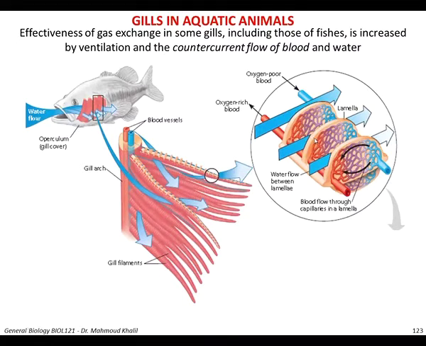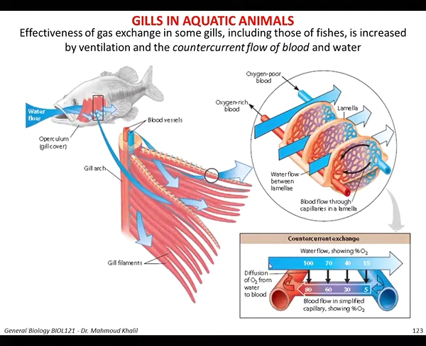You need to keep in mind that the flow of water in the lamellae region, which is full of blood capillaries, is opposite to the flow of the blood inside the capillaries. This is the second important parameter in the process of gas exchange in gills. The blood moves in this direction and the water in the opposite direction, and this counter flow of water and blood simplifies the exchange of carbon dioxide and oxygen.